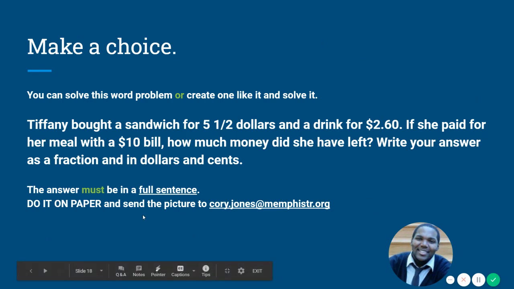All right. So I'm going to leave you with this. This is a gift from me. You get the chance to make a choice. You can solve this word problem, or you can create one like it and solve it. But what you have to do is send me what you wrote. So I want you to rewrite this problem, put it on paper and solve it. Take your time to solve it. The answer must be in a full sentence. Or just write the one that you created yourself, and make sure that answer is also in a full sentence.